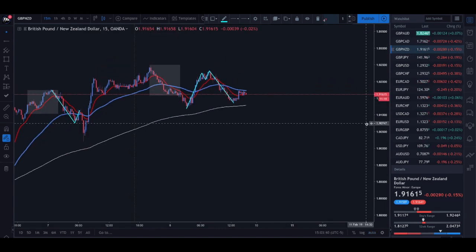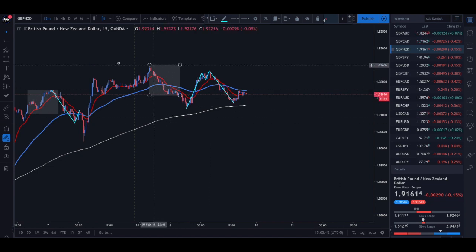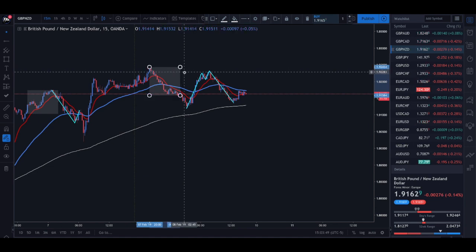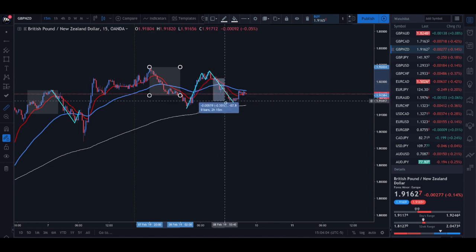Pound NZD. We ended up getting a type 2 setup, and you can see where we came up to essentially the Asian high. They made their initial move, accumulated, made the second push, and then dropped right back down to the 200 EMA. This one is another 70 pips.